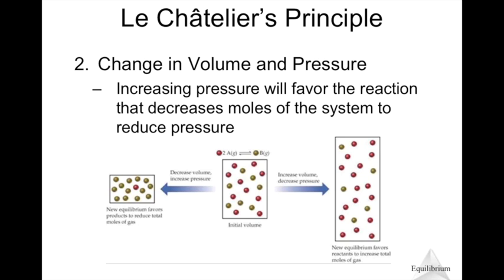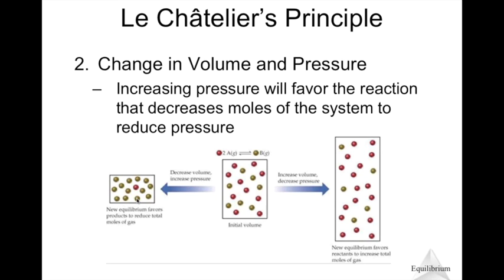If we were to change the volume and/or the pressure, if we increase the pressure somehow, we favor the reaction that's going to decrease the number of moles of the system, which would in effect reduce the pressure. Right? So if this is our initial volume here, we've got 2 moles of A and 1 mole of B. If we were to increase the volume, which would decrease the pressure, our reaction is going to go towards the reactants, because there's 2 moles over there. It's going to try to increase those to increase that pressure. And vice versa is true over here.